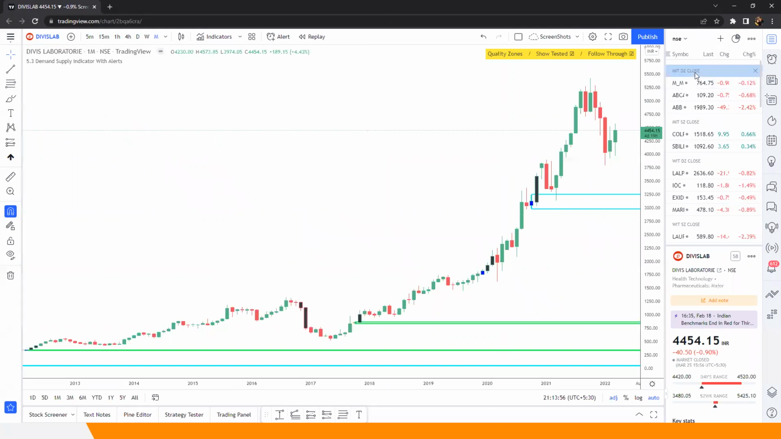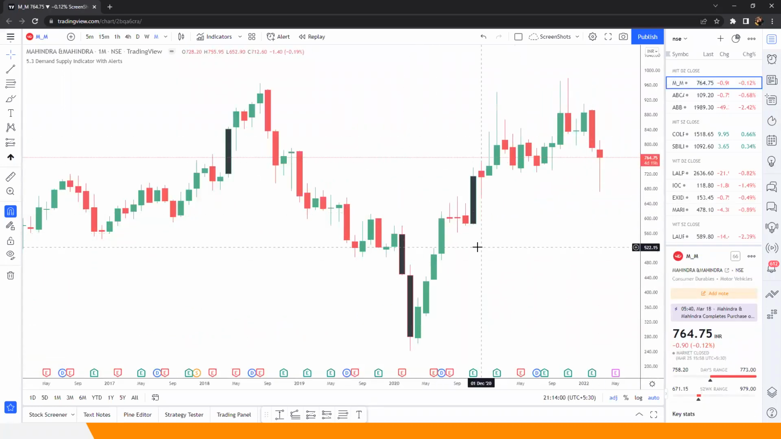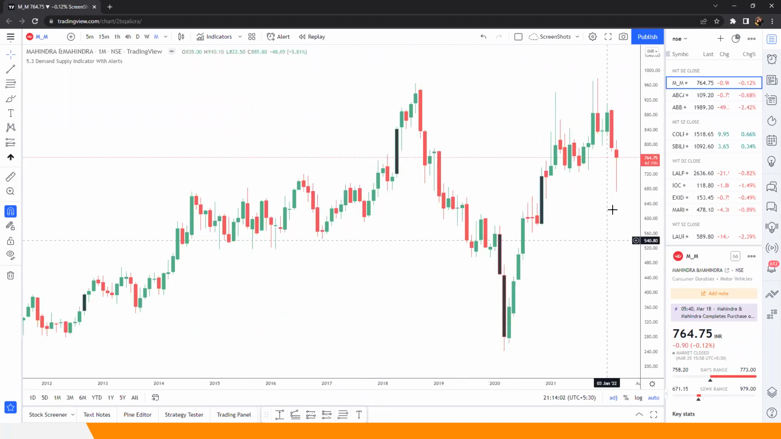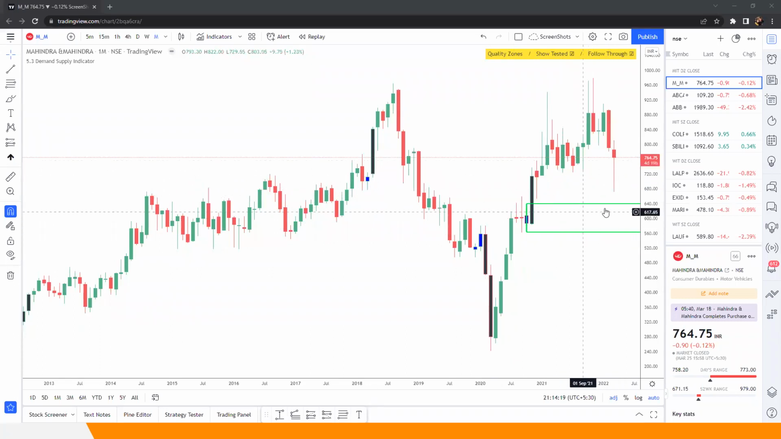So if I go to M&M, just give me a second. I have to apply the indicator again. Great. So I have just applied the indicator again. So you can see here that on the monthly, this month we were getting close to it, but we have already started getting a reaction.